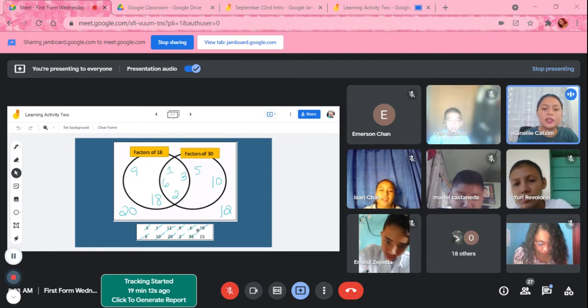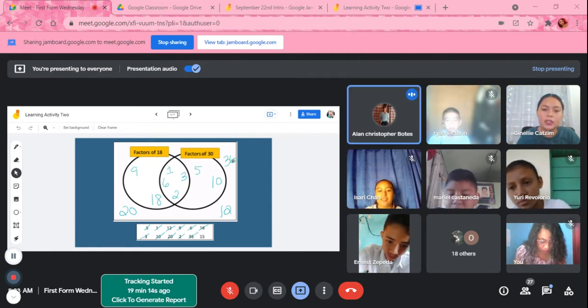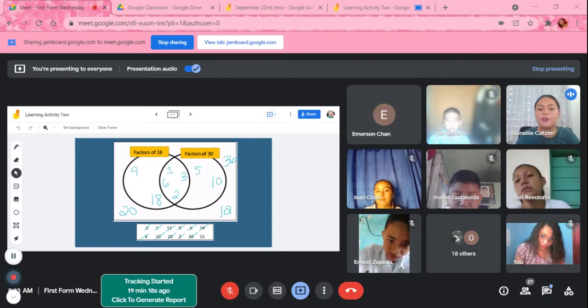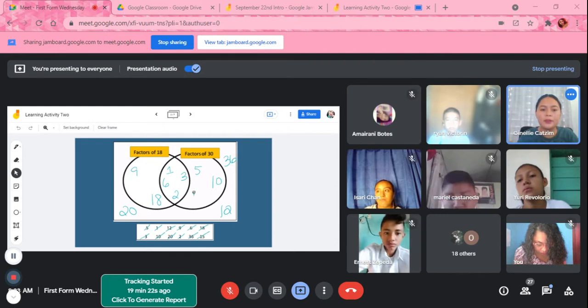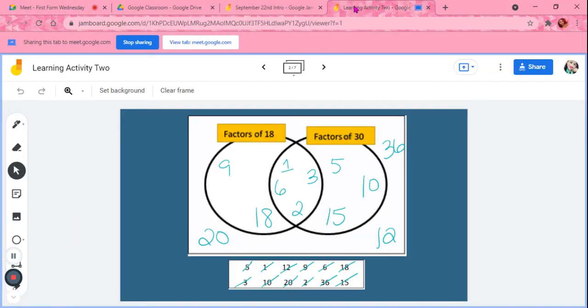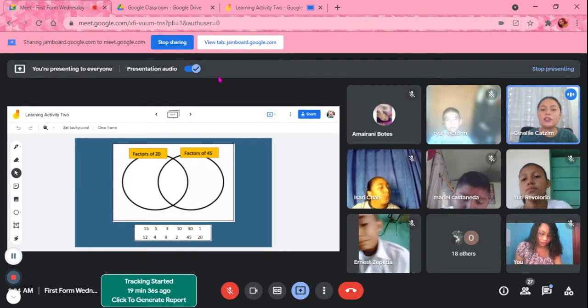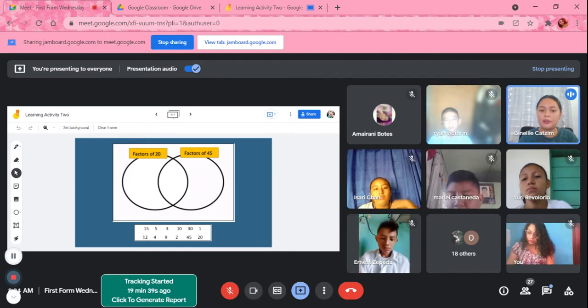And last but not least, 15. It's a factor of 30, yes. Okay, so good job. So that was how your diagram should look. Now we have factors of 20 and 45.